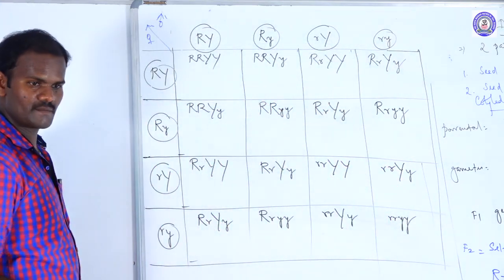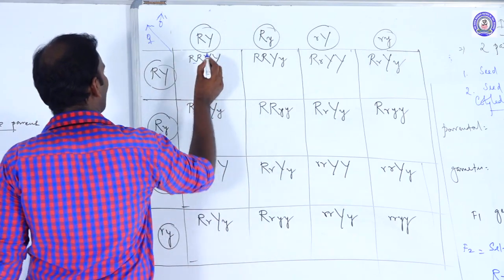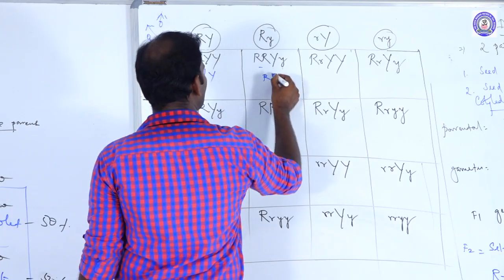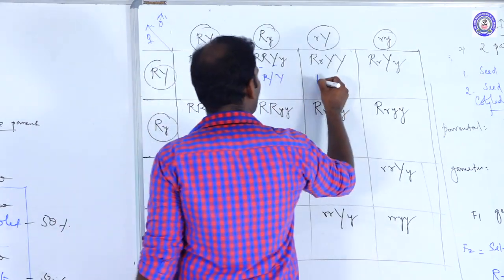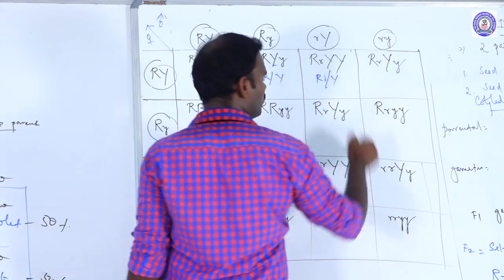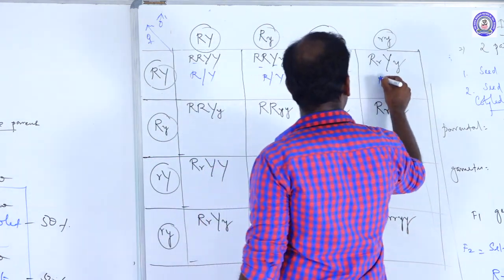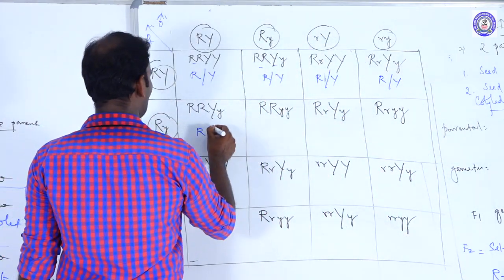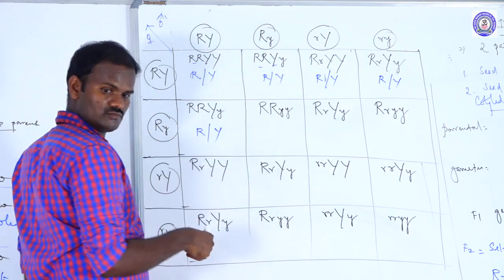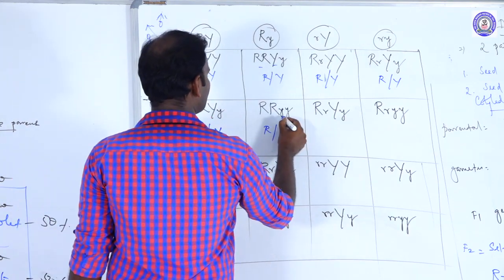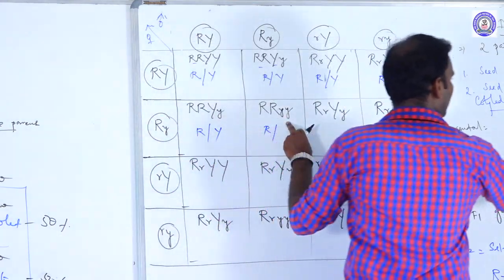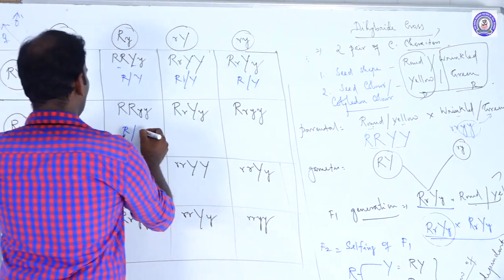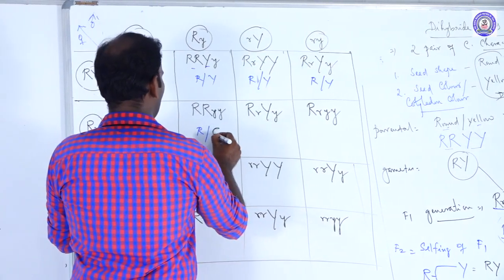These are the genotypes. Take the phenotype: capital R, round and yellow. Here round, capital Y, yellow. Here also round and yellow. Phenotype round and yellow. Take this one, round and yellow. Here round, small y. Actually small y is responsible for controlling green. So round and green.